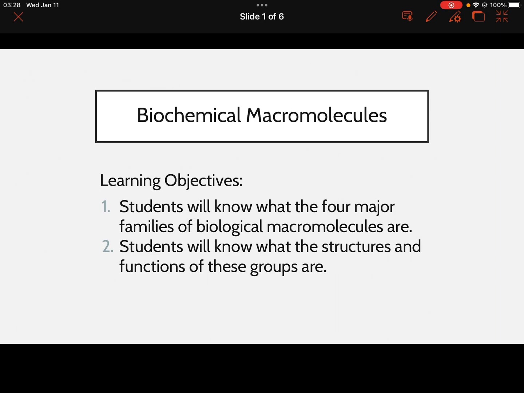But it turns out that there's four major groups that we could look at, and so today we're going to look at those four groups, and we'll talk a little bit about the structure of those groups, and go into a little bit of detail about the role that they play in living organisms, their functions, and then you will be doing some research into these biochemical macromolecules to augment what we talk about today in this presentation.